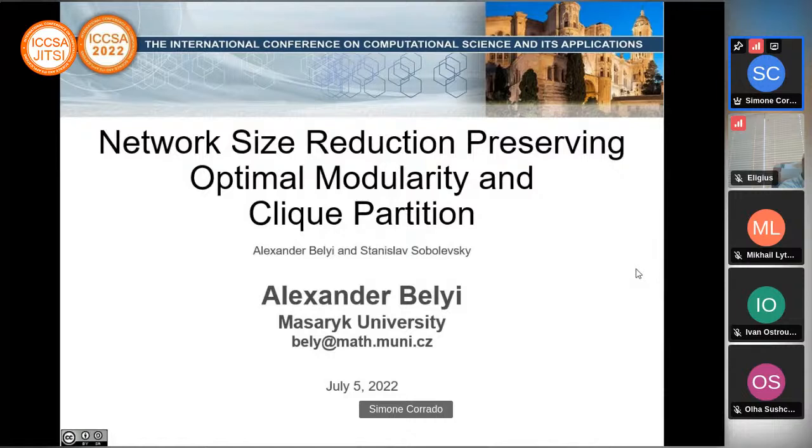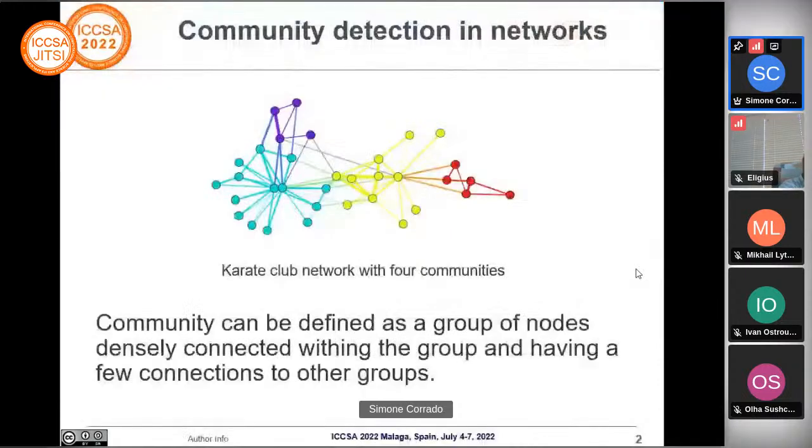Hello everyone. Thanks for coming to the talk. My name is Alexander Belyi. I'm a PhD student at Masaryk University in Czech Republic, and I'm presenting our joint work with my advisor Stanislav Sobolevsky, which is called Network Size Reduction Preserving Optimal Modularity and Clique Partition. In our work, we study networks, and a lot of things could be modeled as networks. One of the properties that real networks have is community structure, which is the presence of densely connected clusters with very few connections between them.